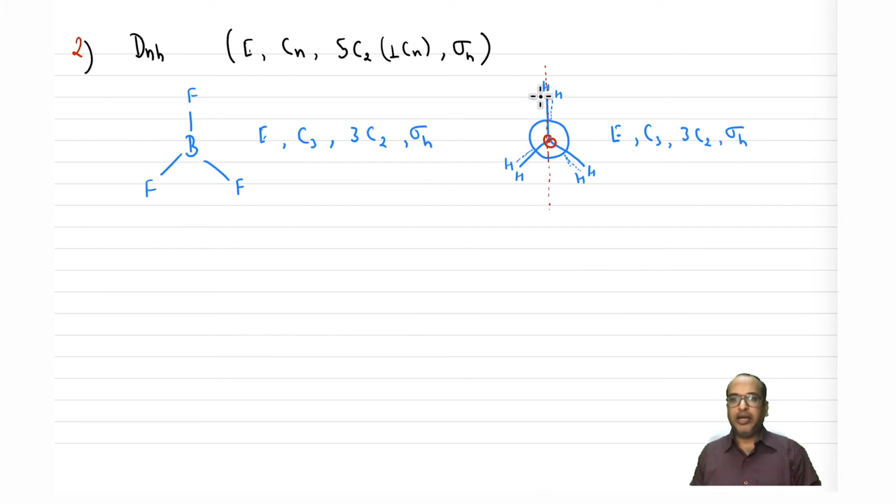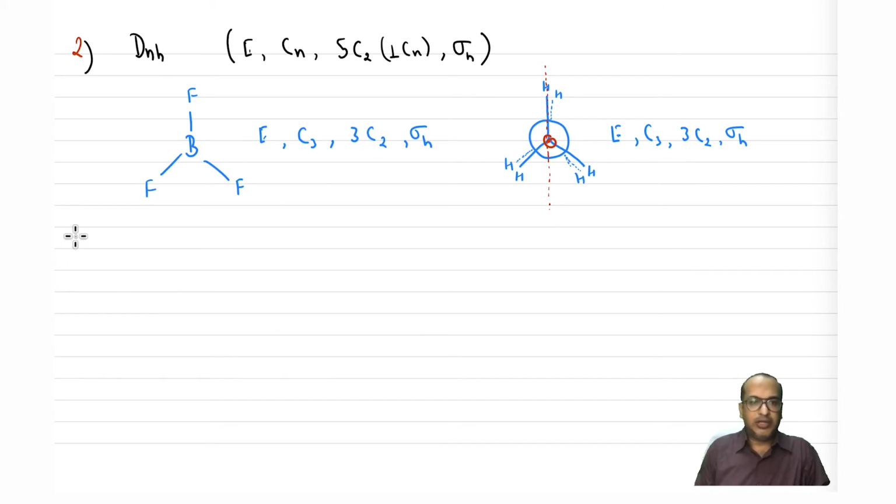And then in addition, it will have some other planes. But these are the minimum criteria for having DNH, right? So this one also has sigma V's or sigma D's, but let's not worry about that. This is the necessary and sufficient condition for it to fall under the DNH category.